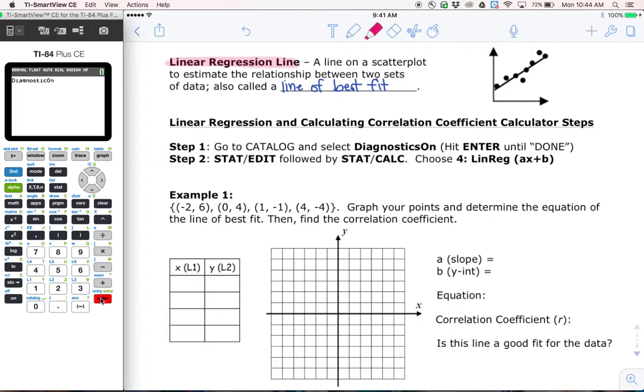Now you have to press enter again, right? You have to turn your diagnostics on. So now we're going to press, it should say done. That's the only time you should have to do that today. Our diagnostics are on. All right, here we go.